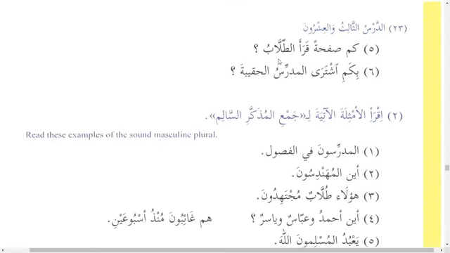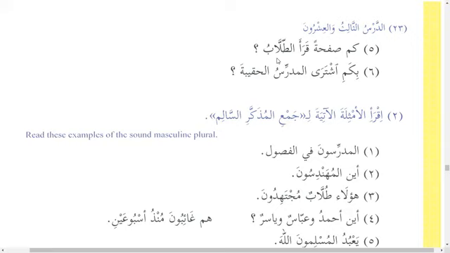كم صفحة قرأ الطلاب؟ How many pages did the students read? قرأوا 53 صفحة. Okay. You can also say hum qara'u if you want to make it a nominal sentence. Hum qara'u 53 صفحة. Because we see qara'u is not the first form of the verb and it's not the fourth form.